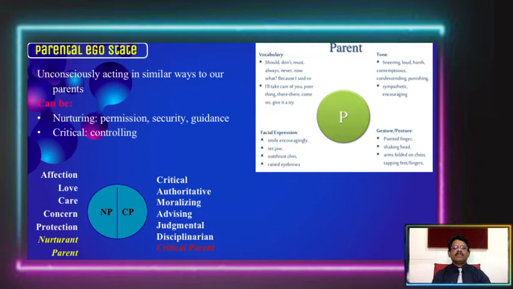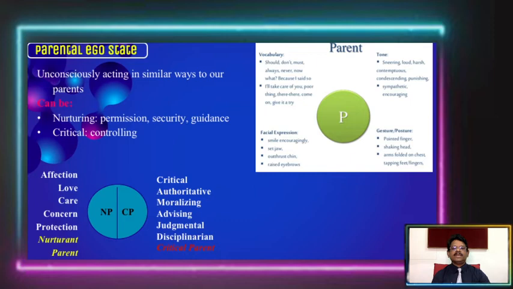There is another type of parental communication, the critical parenting: critical, authoritative, moralizing, advising, judgmental, disciplinary, talking about strict rules and regulations. So that is a critical parent. So these are the different characteristics of the parental ego state of communication.